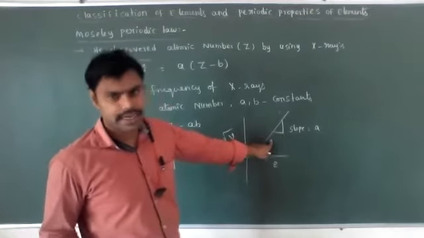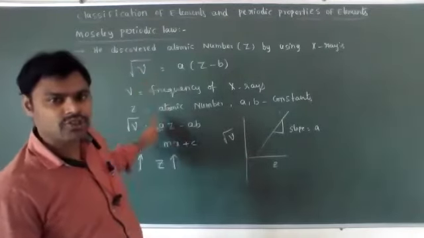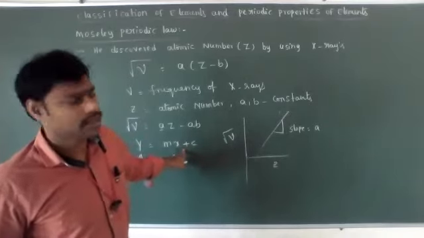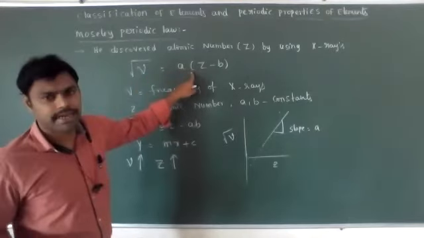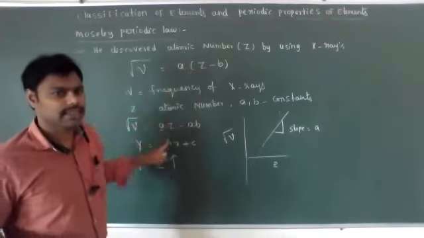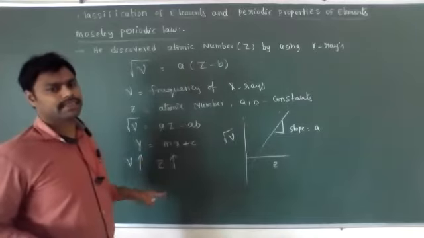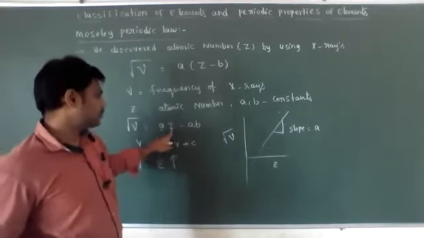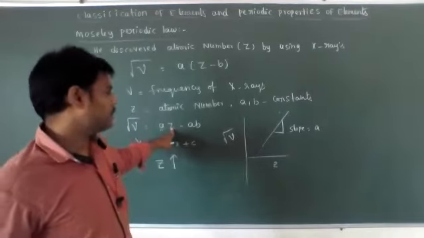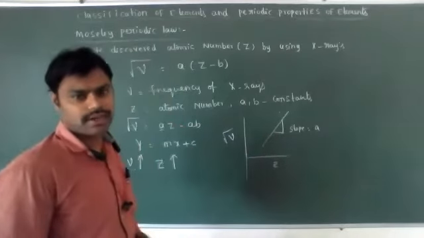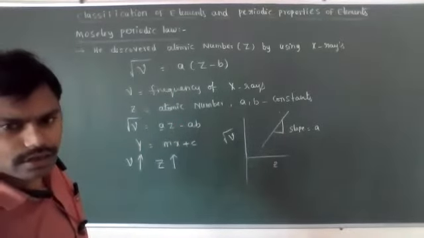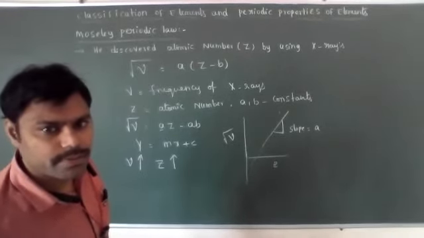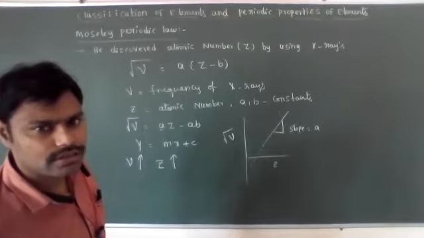Why is the graph like this? This equation, root nu is equal to a into z minus b, seems to be y is equal to mx plus c, where y is root nu and x is z, the atomic number. Then the graph becomes like this. Clear? There are no specific values for the constants a and b.